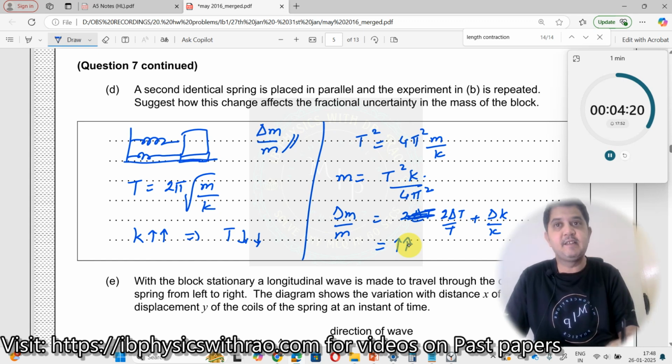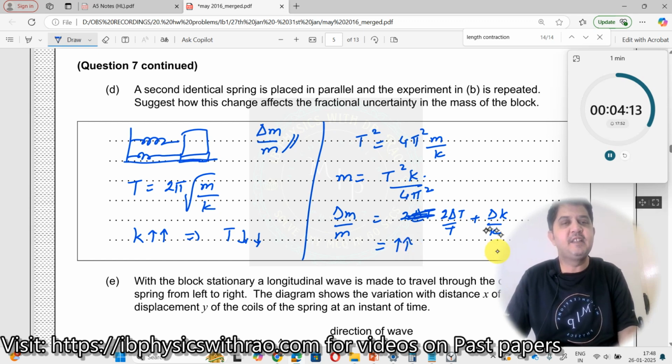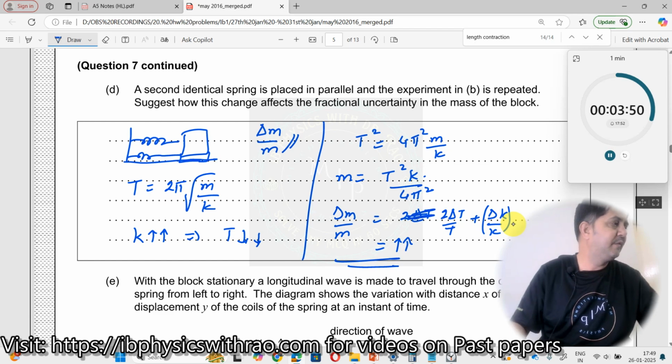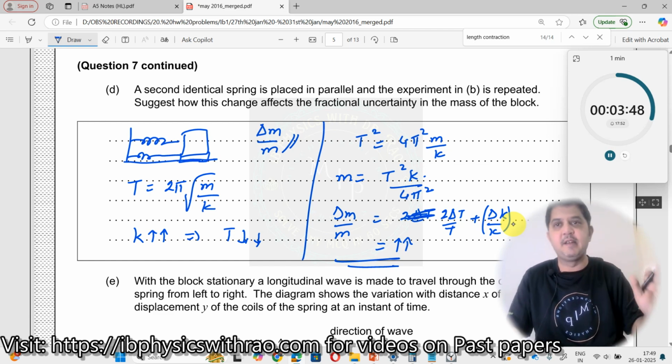Okay, and see what is happening here? k is increasing, T is decreasing. So k is increasing means delta k by k will decrease. But since T is decreasing, and there is a factor of 2 over here, definitely this value will be larger. And as a result of this, delta m by m will also increase. That's what you should write: the fractional uncertainty in determining the mass of the object will increase. Okay, let me check it out. Delta m by m increases.